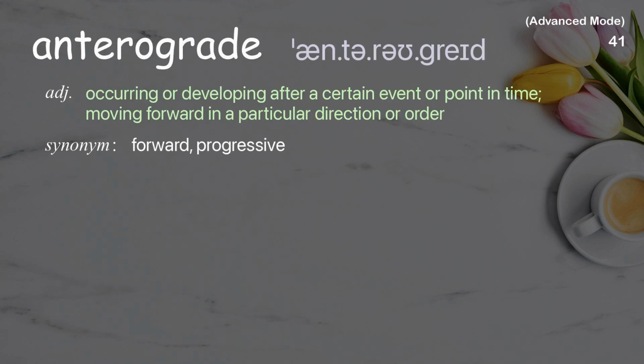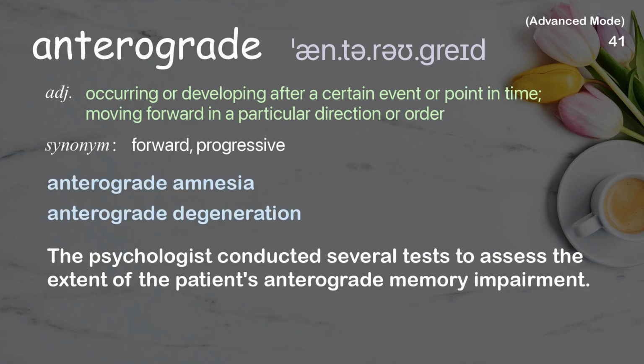Anterograde. Occurring or developing after a certain event or point in time, moving forward in a particular direction or order. Examples: Anterograde amnesia. Anterograde degeneration. The psychologist conducted several tests to assess the extent of the patient's anterograde memory impairment.